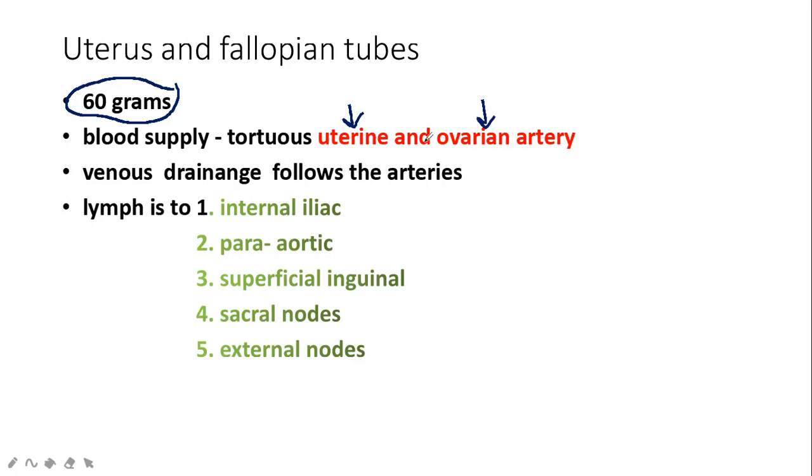ovarian artery, which anastomoses with the uterine artery. This is coming from the abdominal aorta. And then these arteries are generally tortuous. Why do they move in a coiled fashion? It is to allow for stretching. So when the uterus enlarges, these blood vessels can easily stretch and not rupture, just like what we see with the facial artery.